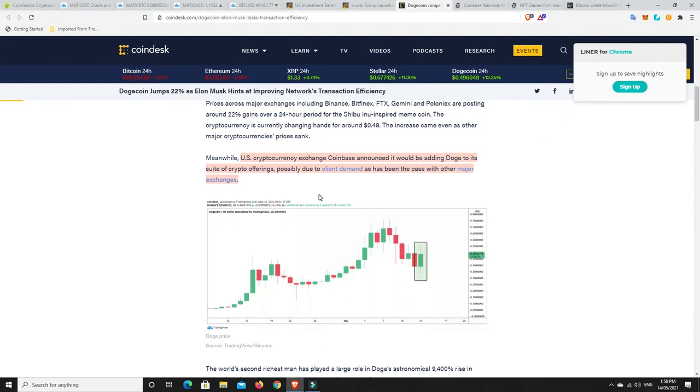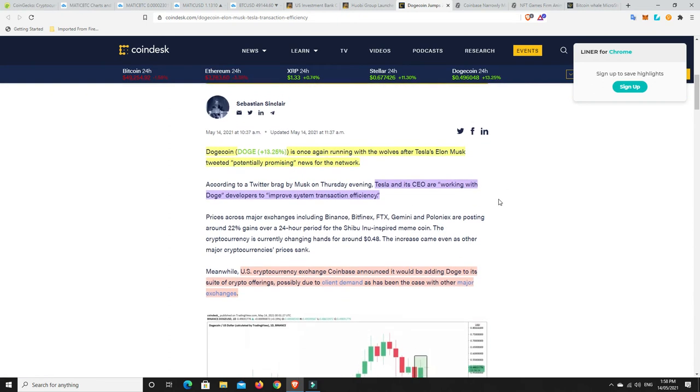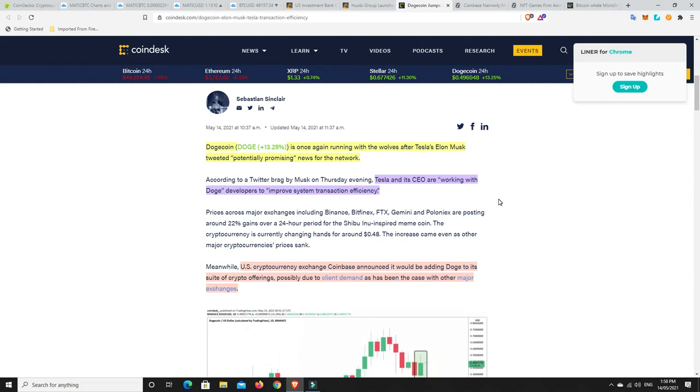Now, there's further reason why I'm a little bit more bullish about Doge as well. And again, I'm bullish and extremely skeptical at the same time. US cryptocurrency exchange Coinbase announced it would be adding Doge to its suite of crypto offerings, possibly due to client demand, as has been the case with other major exchanges. So the people are speaking, I suppose, and if they want Doge, then Doge becomes legit. It's that self-fulfilling prophecy. Again, that's what Bitcoin was.